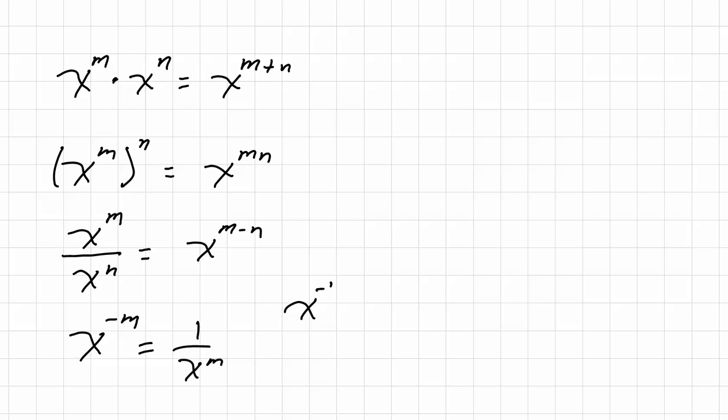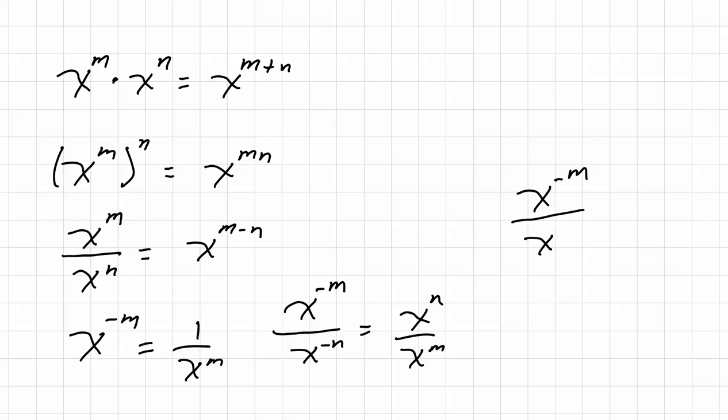And be aware of x to the minus m over x to the minus n. They just change places, and they're only changing places because of that minus. If I had, again, x to the minus m over x to the positive n, the x to the n would stay in its denominator. So that's how we work with exponents.